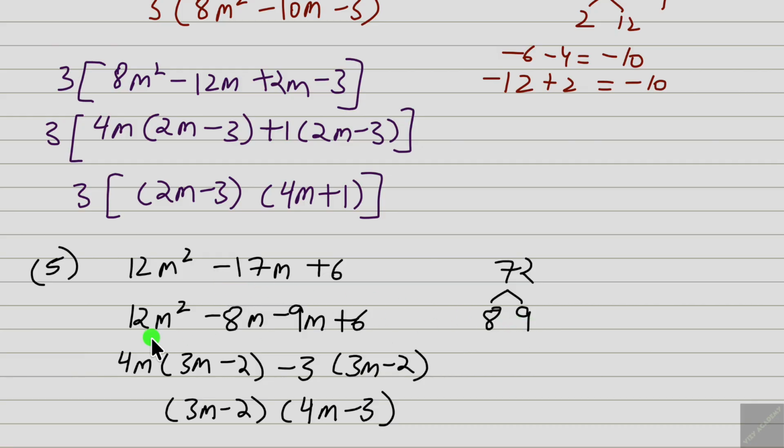So 12m square minus 8m minus 9m plus 6. Now 12m square minus 8m, the factor is 4m. So 12m square by 4m will be 3m. Minus 8m by 4m will be minus 2. Negative 9m plus 6, we take negative 3 common, so it will be 3m minus 2. So it will be 3m minus 2 times 4m minus 3 because 3m minus 2 is common.